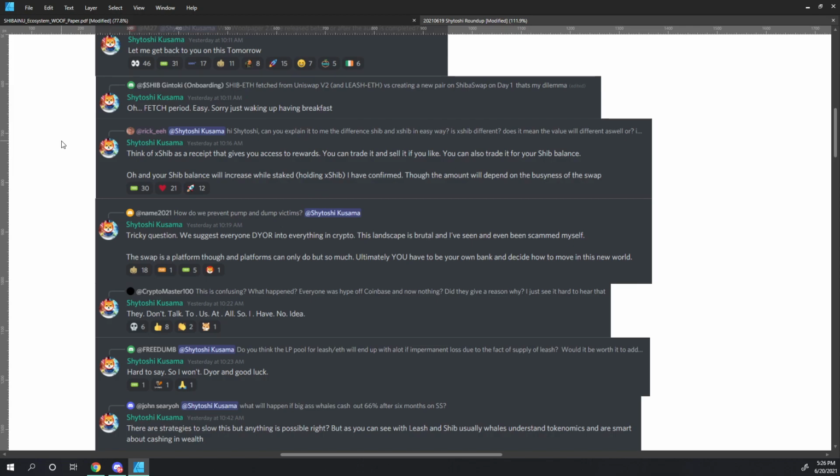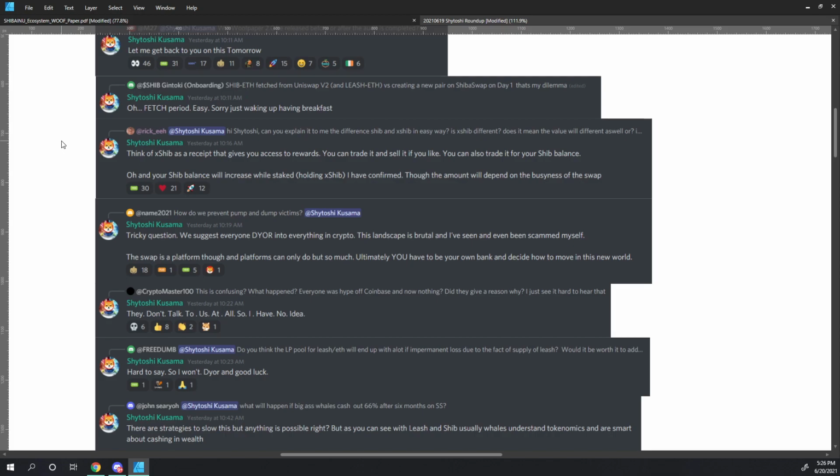Rick A asks, hi Shytoshi, can you explain it to me, the difference SHIB and XSHIB in an easy way? Is XSHIB different? Does it mean the value will different as well? And I'm reading these basically verbatim, so if the text is not quite a full sentence, that's just the way it's written, so I apologize for that.